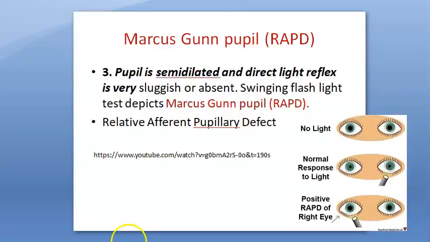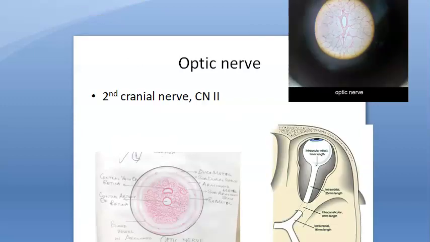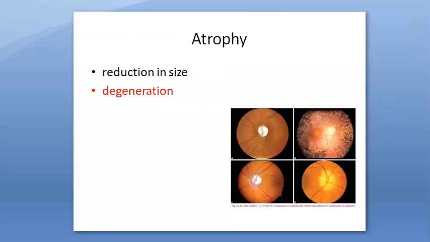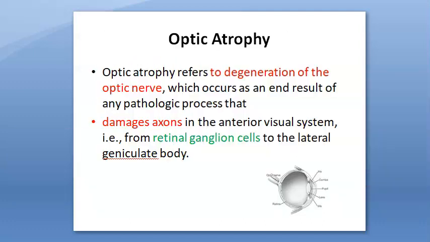Okay. So what have we seen in optic atrophy? These people will have Marcus Gunn pupil. Very good. What is optic nerve atrophy? The second cranial nerve, that is the optic nerve, will get degenerated. So this can be an optic nerve disease. A lot of things can lead to optic atrophy, guys.